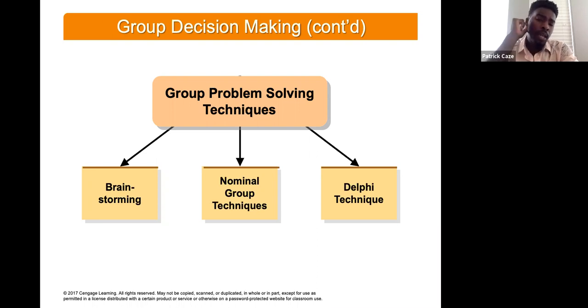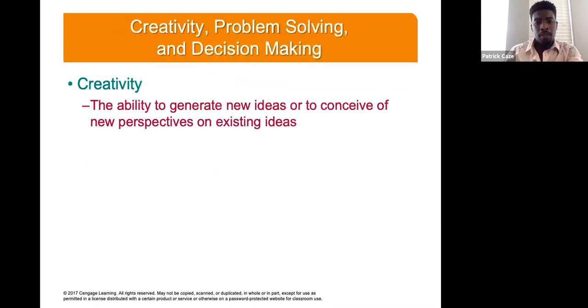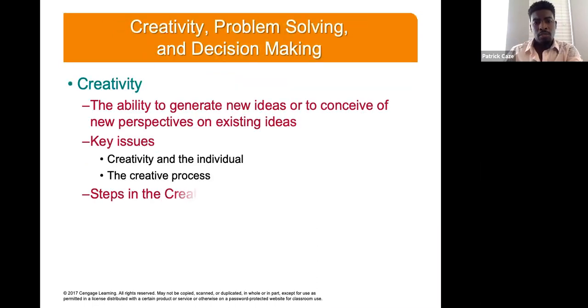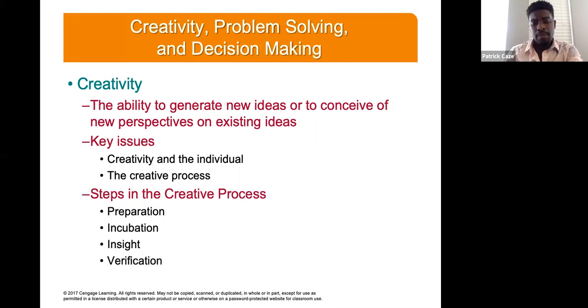Some problem solving techniques that we employ on a regular basis: brainstorming, nominal group techniques, and the Delphi technique. Okay. So when it comes down to decision making, we have to have folks that are creative in nature, with the ability to think out of the box. Now, not everybody is creative, right? Some people are just black and white. I'm pretty much black and white. I'm not a super duper out of the box thinker.